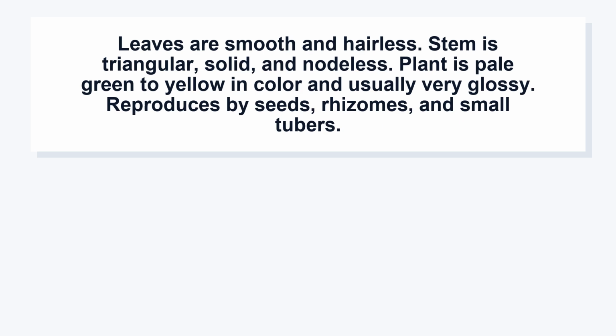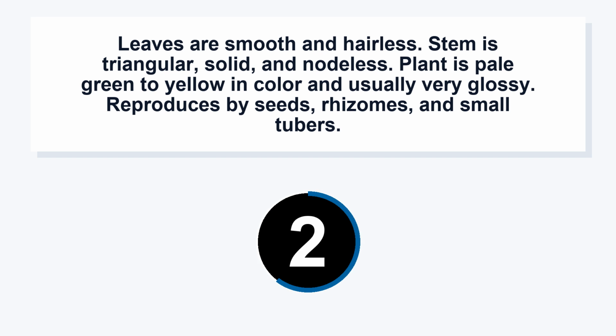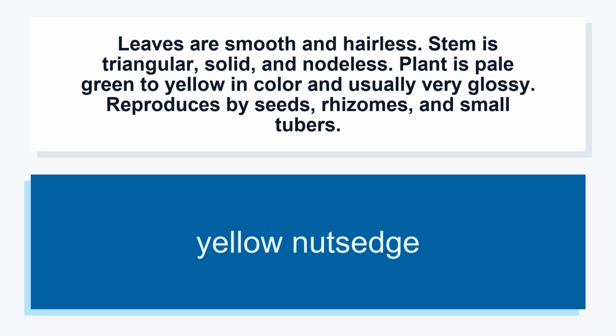Leaves are smooth and hairless. Stem is triangular, solid, and nodeless. Plant is pale green to yellow in color and usually very glossy. Reproduces by seeds, rhizomes, and small tubers. Yellow nutsedge.